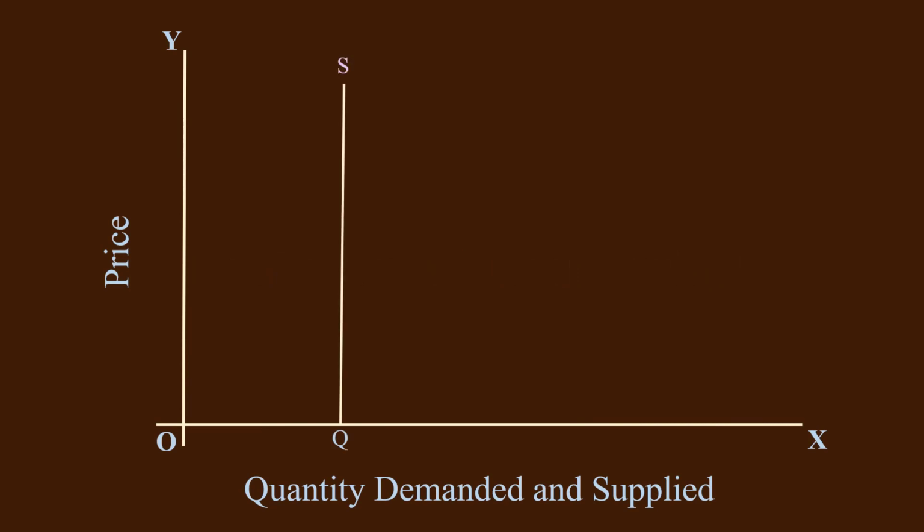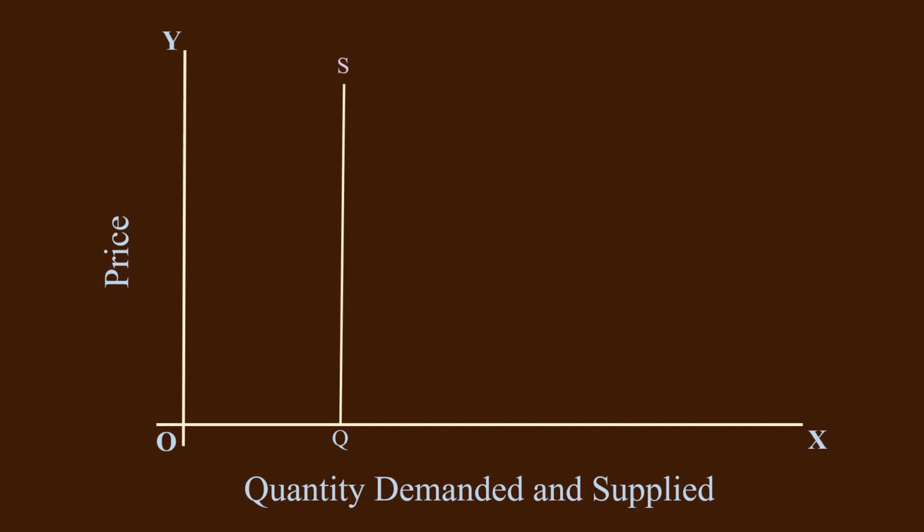Market period is one in which supply is fixed. Normally, it is 1 or 2 days. During market period, the supply is perfectly inelastic. S is the supply curve. In this period, what is arrived in the market constitutes supply. The supply cannot be changed. Q is the number of units supplied.